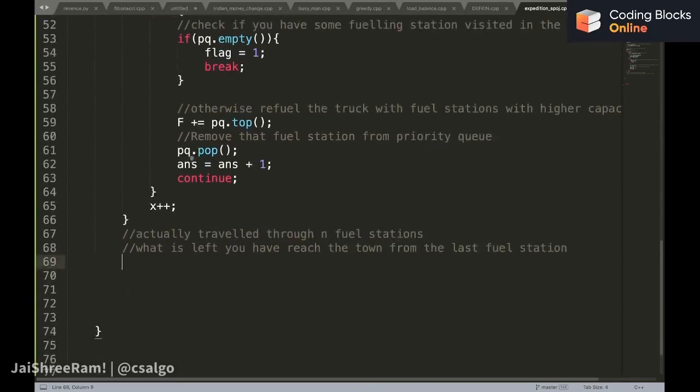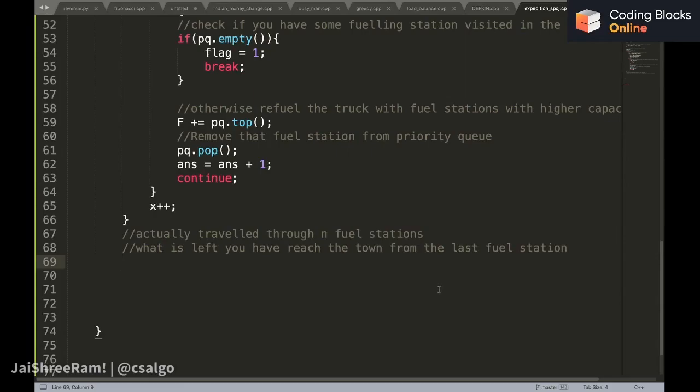If you have 4 fuel stations and you are standing at the final fuel station, from here you have to go to the town, and at the town you don't get any fuel. So this case you have to handle separately. At the town, maybe you have used some of the fuel stations, and at this point you can check if you have enough fuel to reach the town, then it's great. If you don't have enough fuel, you try to recharge the truck from the remaining fuel stations which you have not used. So that is what we are going to do.